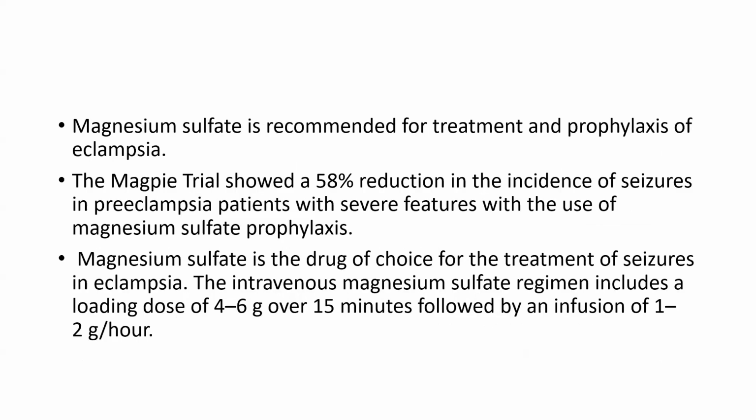Magnesium sulfate is recommended for the treatment and prophylaxis of eclampsia. The MAGPIE trial shows a 58% reduction in the incidence of seizure in preeclampsia patients with severe features with the use of magnesium sulfate prophylaxis. Magnesium sulfate is the drug of choice for the treatment of seizure in eclampsia. And the doses, the intravenous magnesium sulfate regimen include loading dose of 4 to 6 gram over 15 minutes, followed by infusion of 1 to 2 gram per hour.